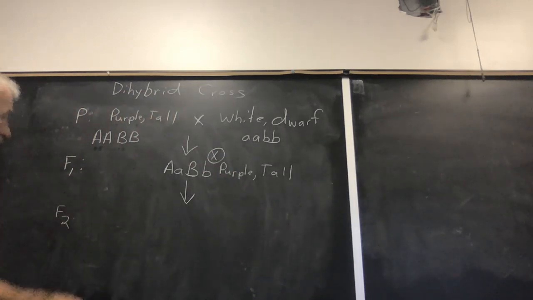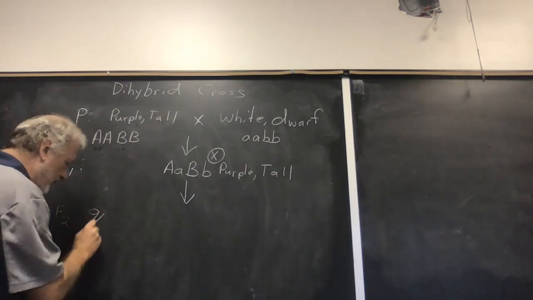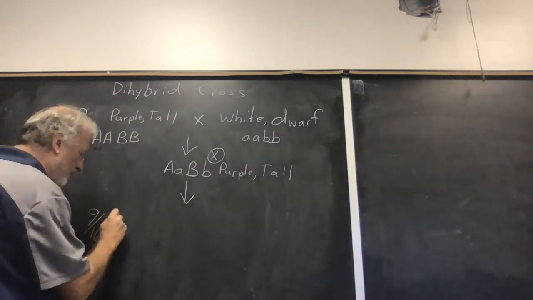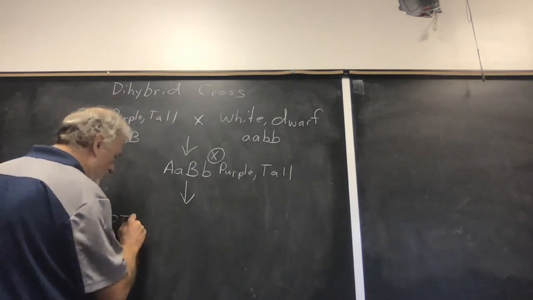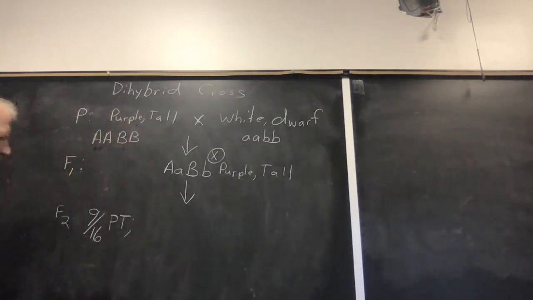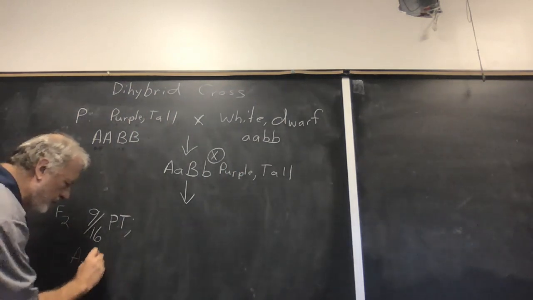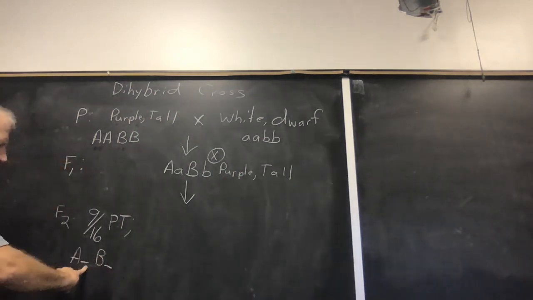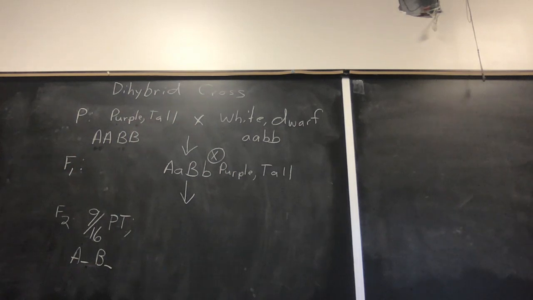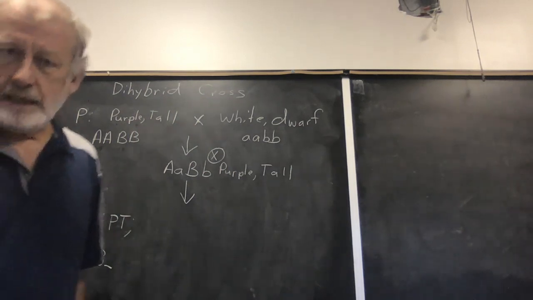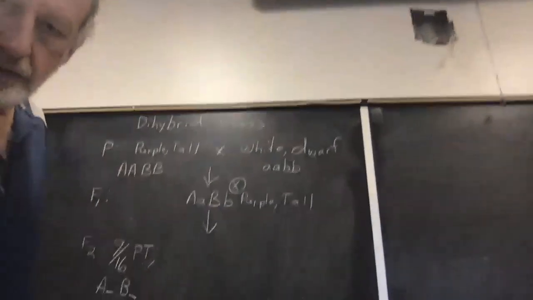And the F2s will show 9/16 being purple and tall. That's what the PT is for. And they will have big A for purple, big B for tall. The second alleles don't affect the phenotype. See this okay?